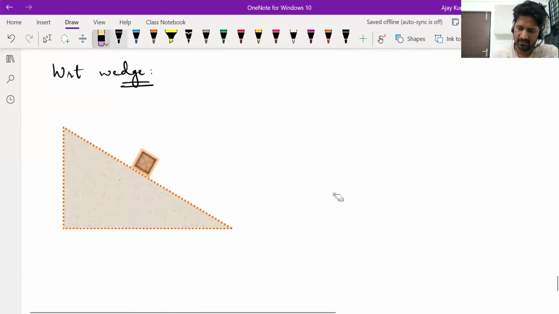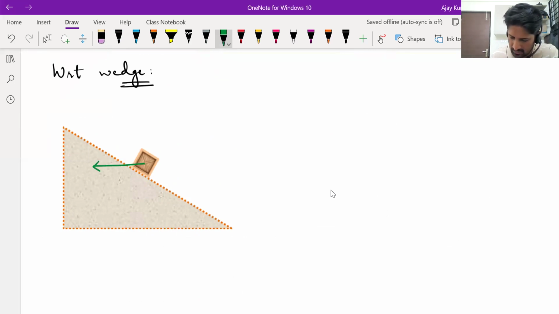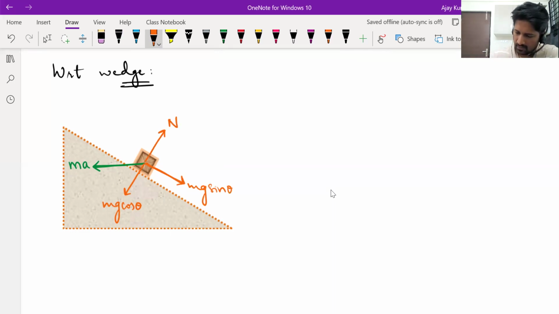So assume the wedge acceleration is A. If the wedge acceleration is A, when you are observing with respect to wedge, you need to consider a pseudo force in a direction opposite to the wedge, mA. Along with that, the usual forces will be acting. mg cos theta, down the incline mg sin theta, perpendicular to the incline upward normal force. And you are looking for the minimum acceleration such that the block does not slide. Then in that case, maximum friction will be acting up the incline like this.